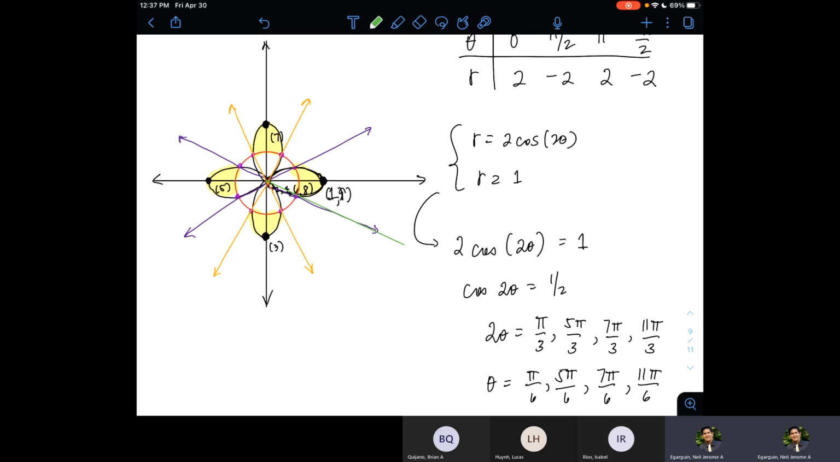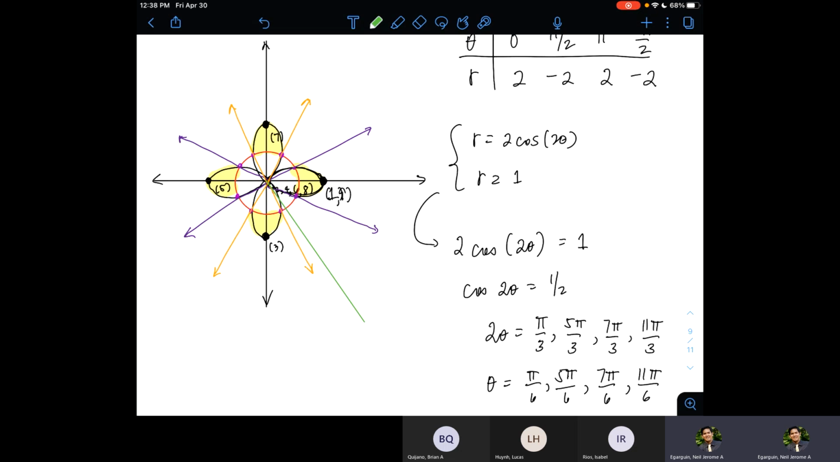Remember, I will integrate counterclockwise for theta values, right? So here it appears that I will integrate from 0 until pi over 3. That will give me half of the first petal. And then from the third point would be here until this point of intersection here. And then the fifth point will be here until there, and so on. So it would be a little messy if we integrate all over the region.